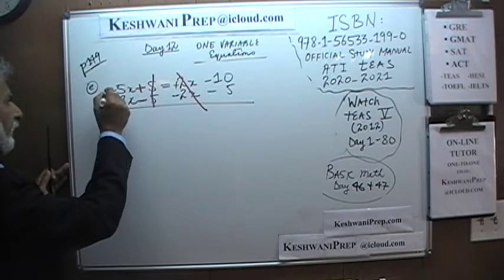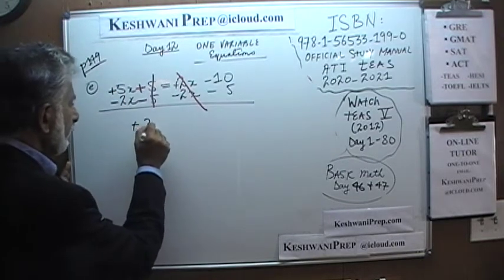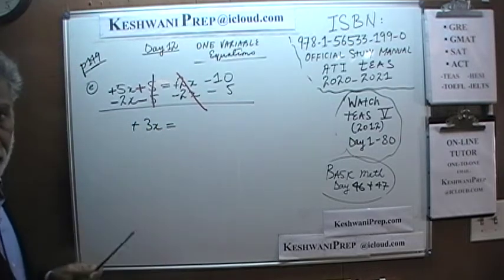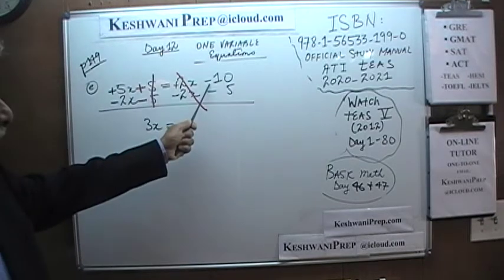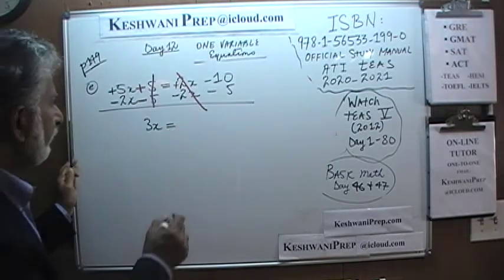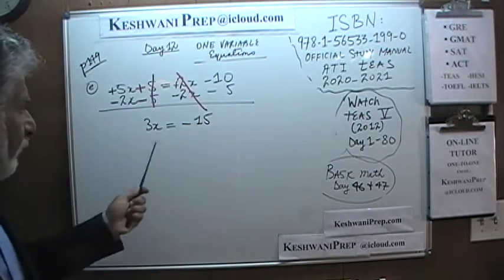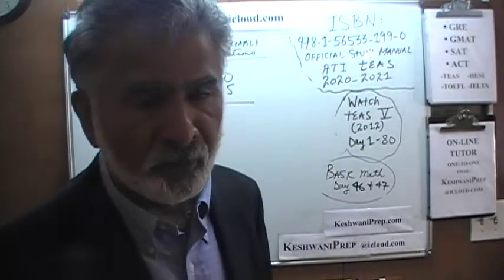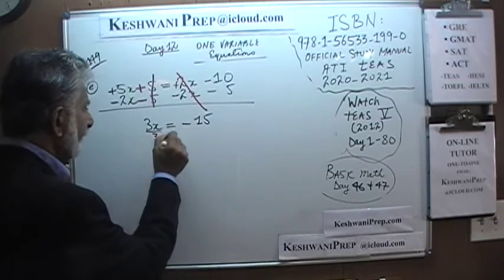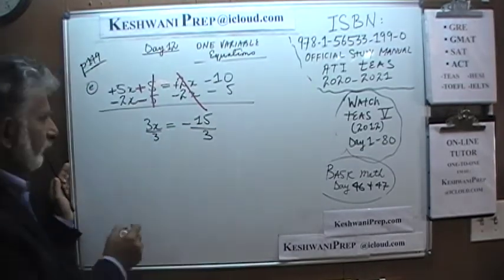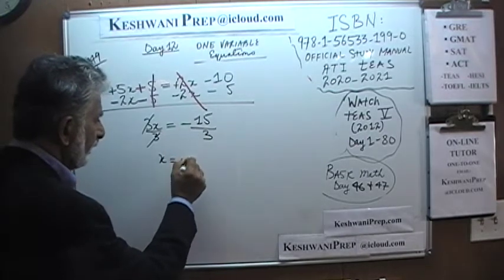And here we end up with positive 5x and a negative 2x is going to give us positive 3x. And if it's positive 3x, we don't have to write positive in front of it. And here we end up with negative 10 and negative 5. Negative 10 and negative 5 will add up to negative 15. We're still not done, because we're not interested in knowing how much 3x is equal to. We want to know what x is equal to. So let's divide both sides by 3. If I divide both sides by 3, 3 is going to go away, and x is equal to negative 15 divided by 3, which is negative 5.